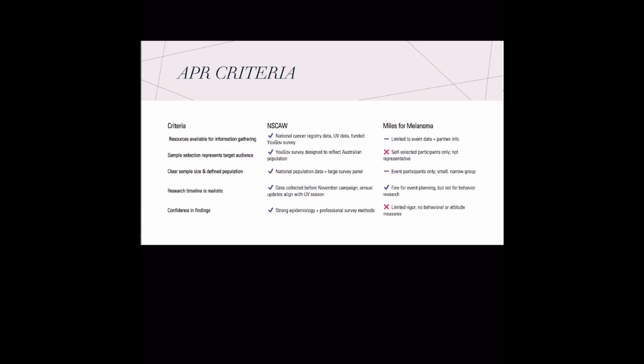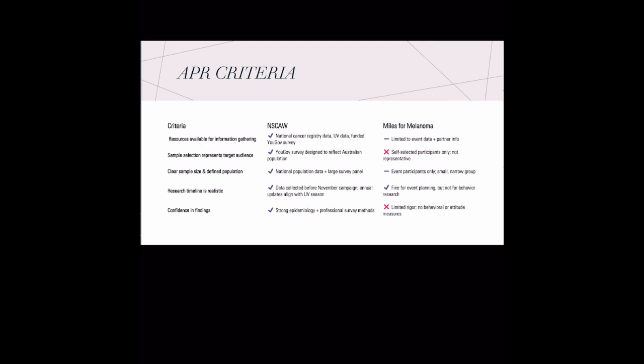And then the next criteria is sample selection, represents target audience. For the National Skin Cancer Action Week, you could see that the YouGov survey was designed to reflect the Australian population. For Miles for Melanoma, there were only self-selected participants and not representative, so that did not meet the criteria. The next criteria was clear sample size and defined population, which was fulfilled for the National Skin Cancer Action Week, and for Miles for Melanoma, it was event participants only and small narrow groups.